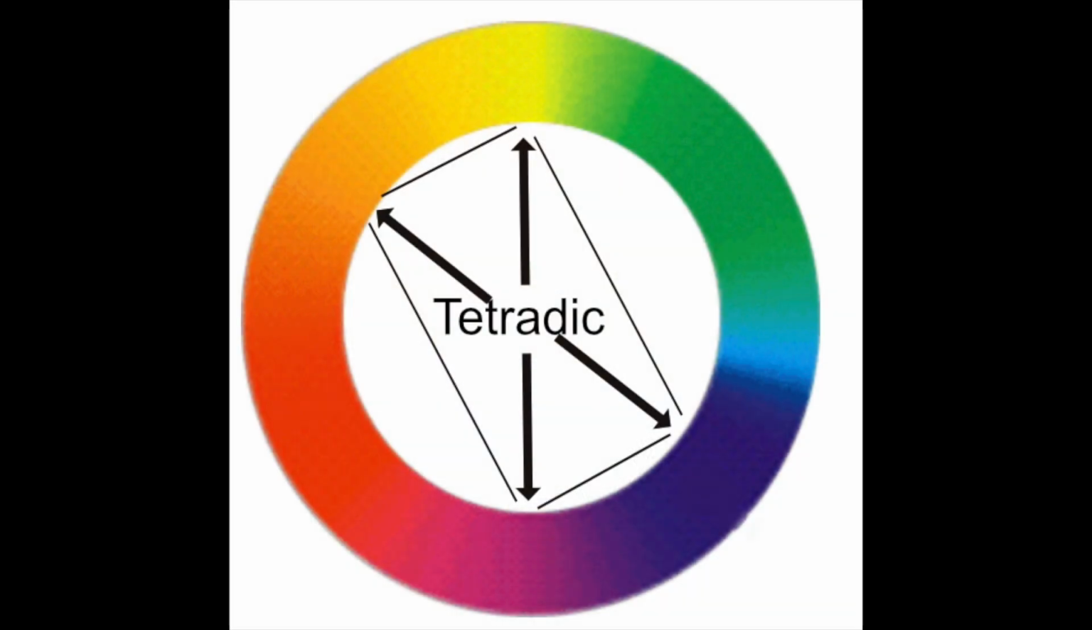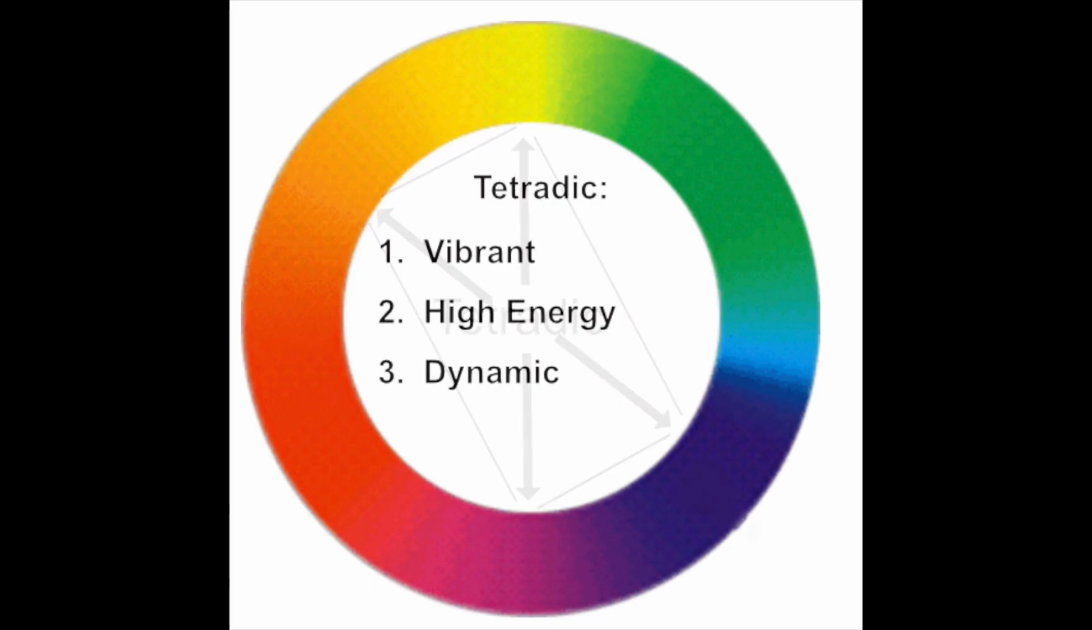What we're going to look at now is a tetradic colour scheme. A tetradic colour scheme uses four colours. If you look at the screen, you can see the rectangle shape that I've drawn around your colour scheme. You've got two pairs of complementary colours. So what does this do for us?